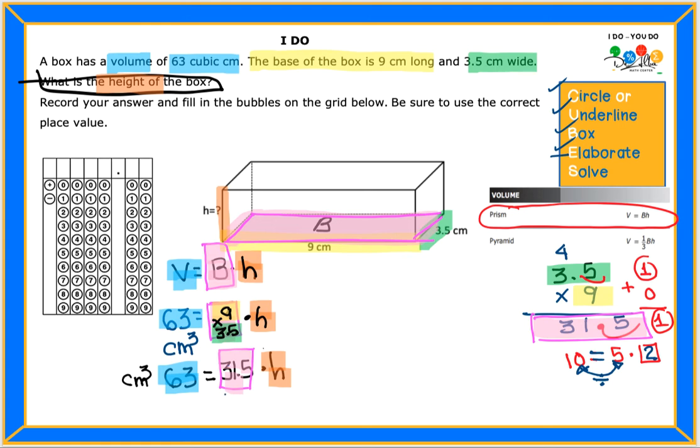In other words, to isolate the h, I do inverse operations. What is the inverse of multiplying by 31.5? It will be dividing by 31.5. And if we divide on the right side, we have to divide on the left side. It will be like this. These two are the same, so they're going to become a 1. So now we just have the h, and this 31.5 is the pink rectangle, right?